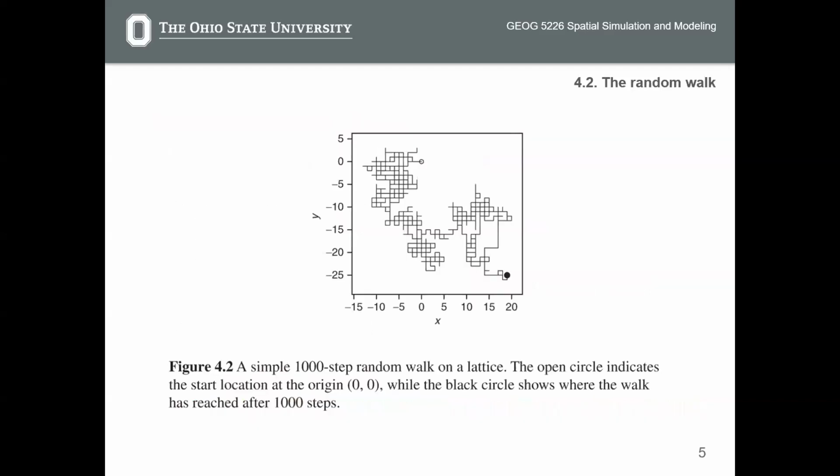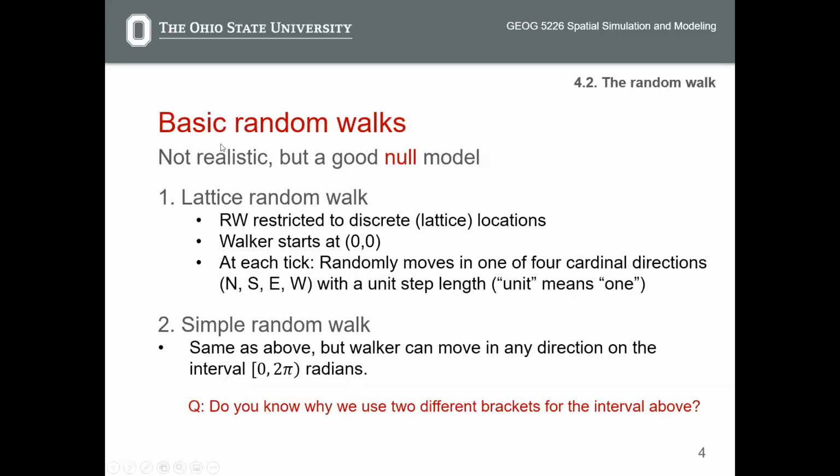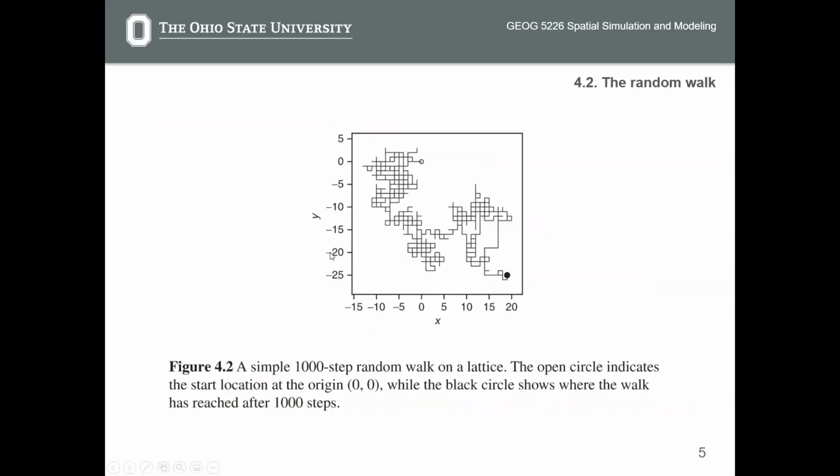So this is an example of what? Of lattice random walk, right? Lattice random walk, only 4 directions. That's the reason why we have a lot of squares here, because for this walker, you can only choose a cardinal direction to walk. A simple 1,000 step random walk on a lattice.